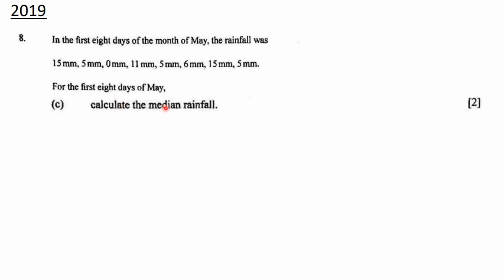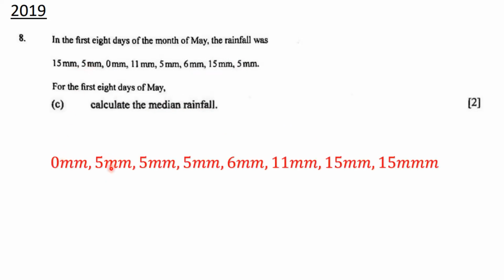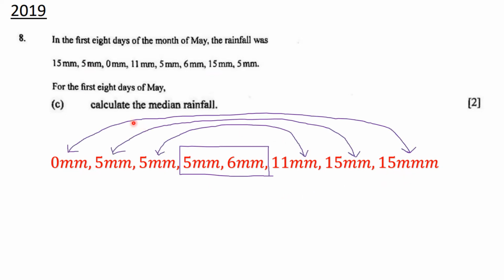Here we want to find the median rainfall. In order to figure out the median rainfall, what we need to do is organize this data set from least to greatest. So let's do that. So here we have 0, then 5, then 5, then 5, then 6, then 11, then 15, then 15. So we organize them from the lowest amount to the highest amount. Next, what we need to do is connect the 0 with the 15 and connect the 5 with the 15 and connect the 5 with the 11. And we have 5 and 6 that are in the middle.